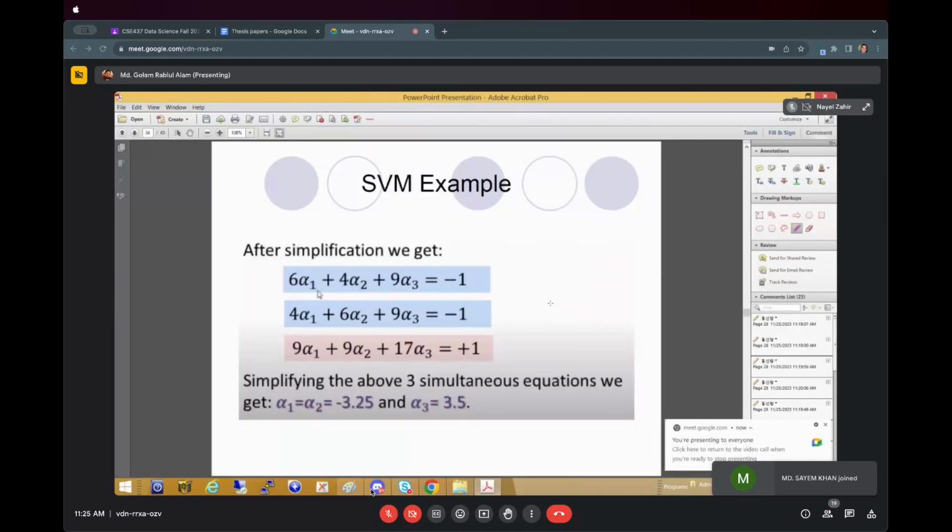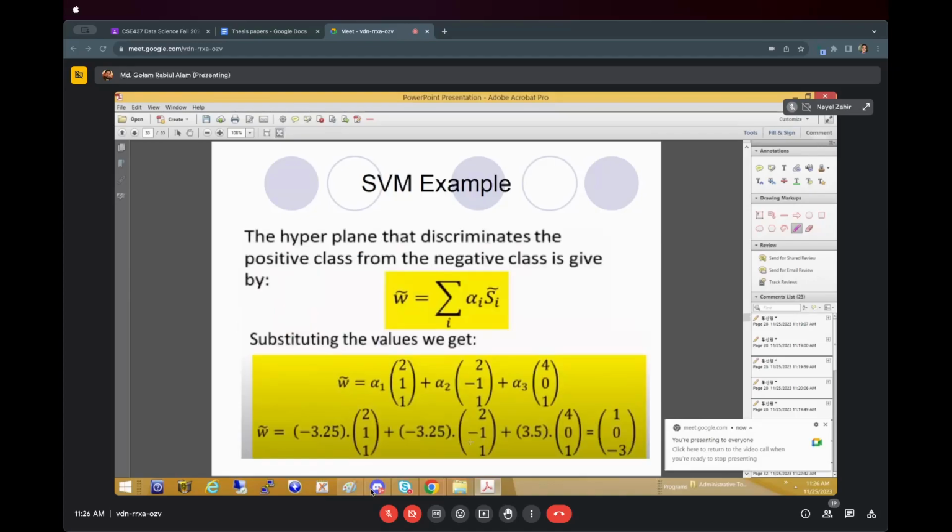Okay, then three equations and three unknowns, that means we have to determine alpha 1, alpha 2 and alpha 3. Then if we solve these three equations, we will get alpha 1, alpha 2 and alpha 3. And here we got those values. That means we got the values of the Lagrangian constants. So if we know the Lagrangian constants, then we have to use them to find out the W.